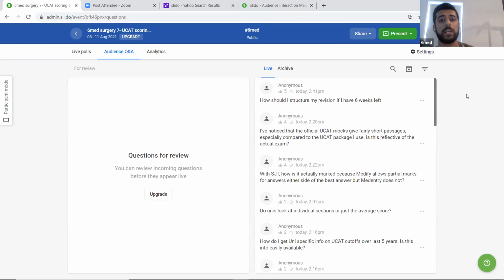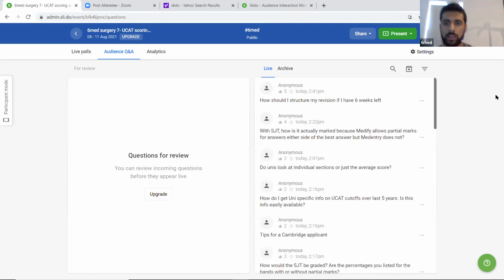I think it's always good to look at different providers and resources, get a feel for what's out there, and then compare that to the ones on the official UCAT website, and you can see which ones are similar. I think generally the 6 Med Ninja and Medify questions are normally said to be quite representative. So I hope that's useful. So okay.